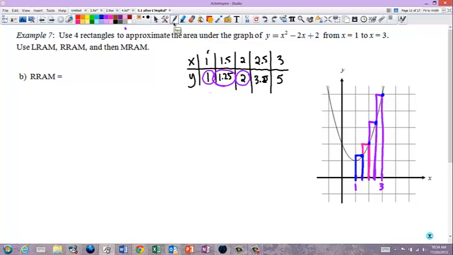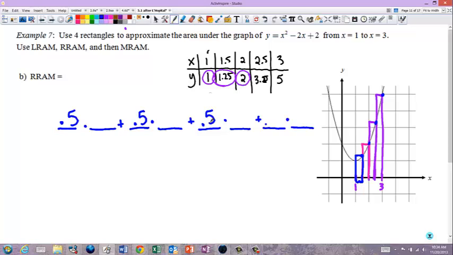My RRAM, again, I have four rectangles, length times width, length times width, length times width, length times width. So that's how you find the area of a rectangle. My width, again, is my distance from here to here. So it's 1/2 each time. So 1/2, 1/2, 1/2, and 1/2. My height of my rectangle is going to come from the right value. So I'm going to start from the right. So it's going to be the 3. I'm going to start with the 3.